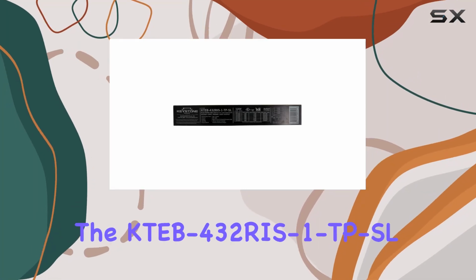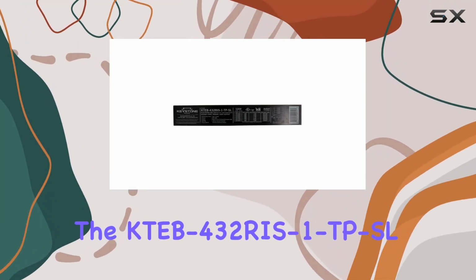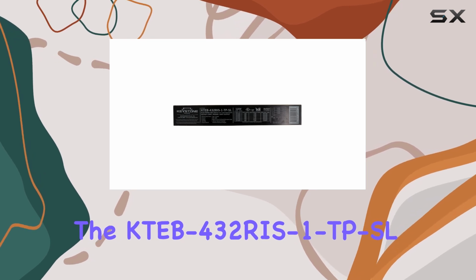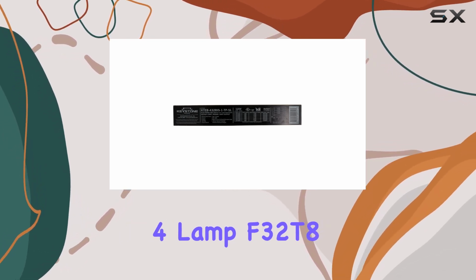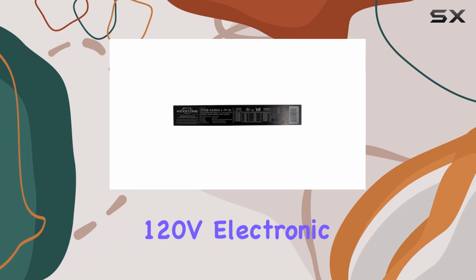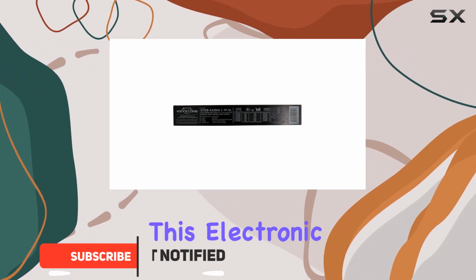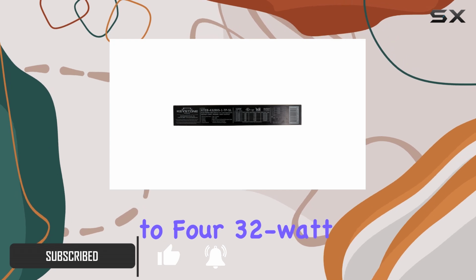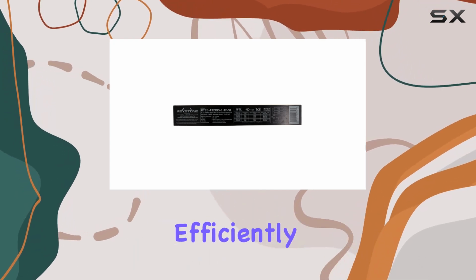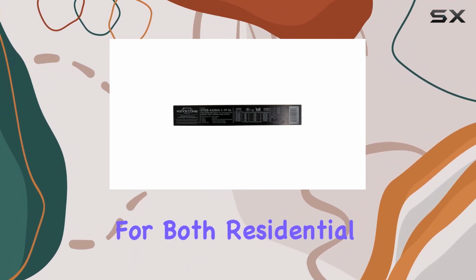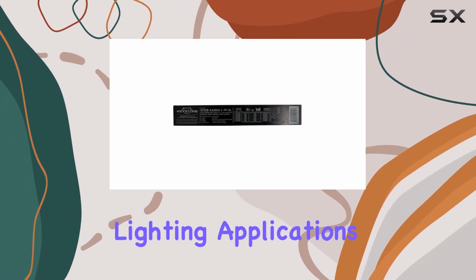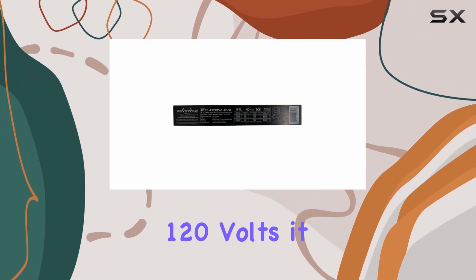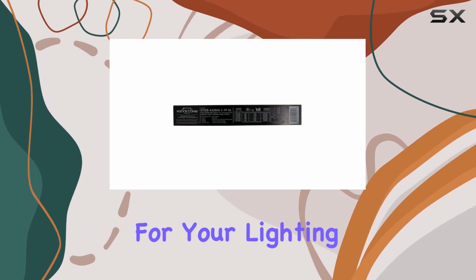Today we're diving into the KTEB-432RIS-1-TP-SL 4-Lamp F32T8 120V Electronic Ballast by Keystone Technologies. This electronic ballast is designed to power up to four 32W F32T8 lamps efficiently, making it ideal for both residential and commercial lighting applications. Operating at 120 volts, it ensures reliable performance and longevity for your lighting setup.